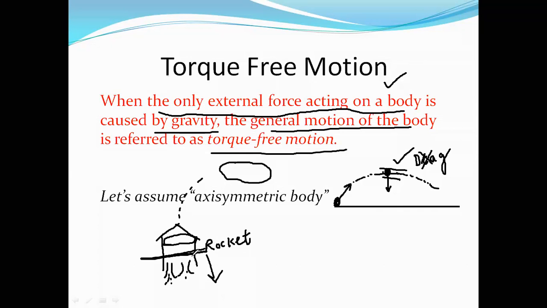The force that was initially created, that is the thrust, was created by these boosters. But a stage is reached where these boosters are detached, so there is no thrust created by the boosters, and the only force that acts on the satellite is the force of gravity. So we can classify the motion of these satellites in space as torque-free motion.